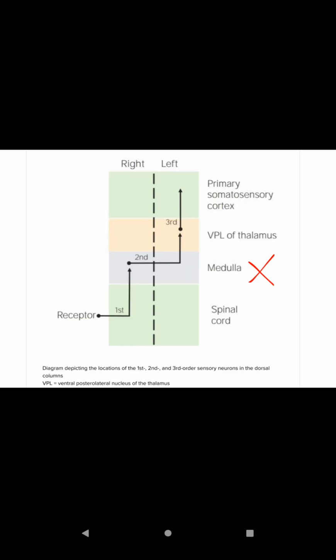This is the diagram showing the pathway of the dorsal column, and we can see that the level of decussation is at the medulla, and the Dura taught me CVS mnemonic can help us know that medulla is the level of decussation in the dorsal column.